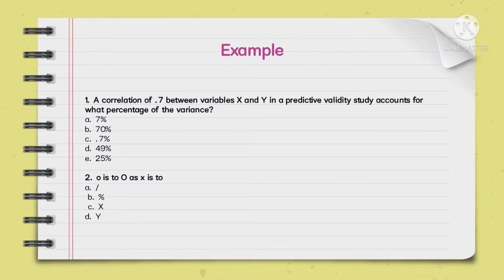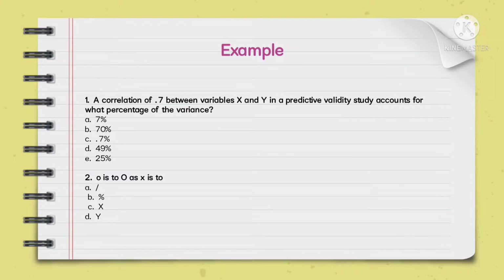item 2. Item 1 is a correlation of 0.7 between variables x and y in a predictive validity study. What percentage of the variance does it account for? Item 2 is small letter o is to big O as small letter x is to what? The successful completion of item 1 hinges on familiarity with the concept of correlation and the knowledge that the variance accounted for by a correlation coefficient is equal to the square of the coefficient.